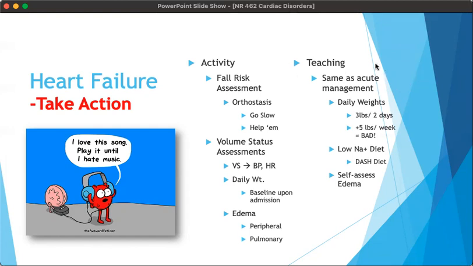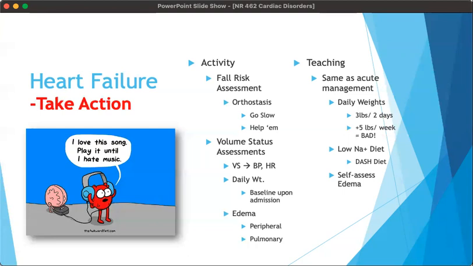For teaching, it's the same. Acute management is the same as outpatient management. We want to be teaching them how to manage this disease long-term. So how to recognize changes in their weight, because we know that in the hospital, that's one of our big tools for determining whether we're making progress in therapy, is are they losing weight so that their heart can handle the amount of circulatory volume that they have in their body. Same thing in the outpatient setting. We want to teach patients to do their own daily weights. So key things that they want to be looking out for.